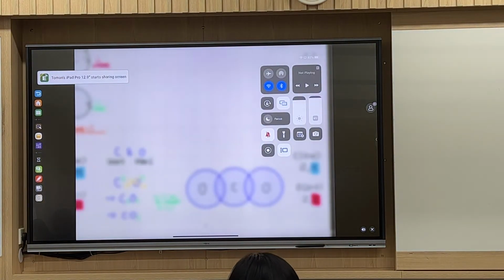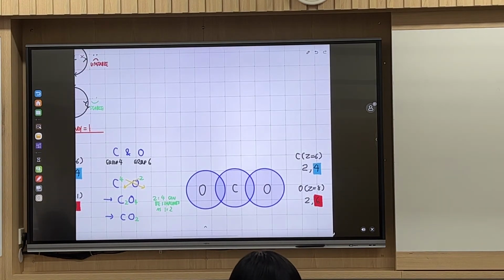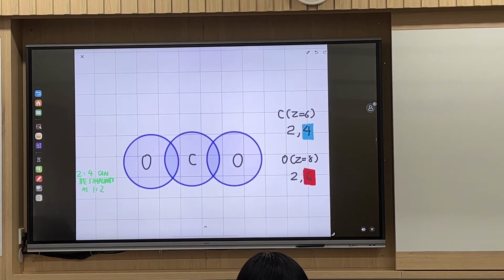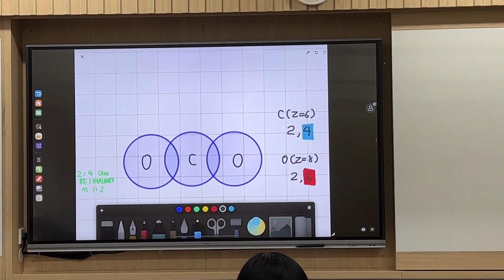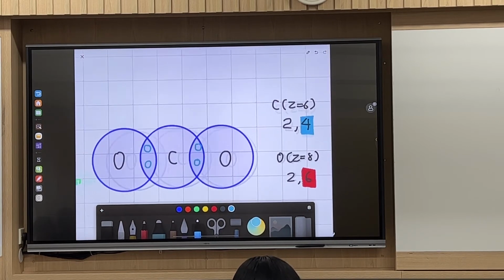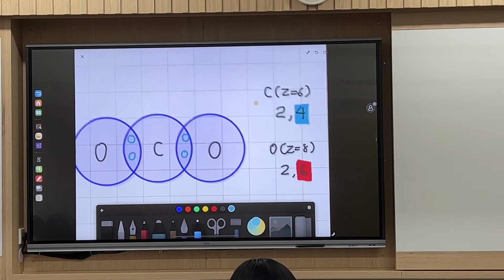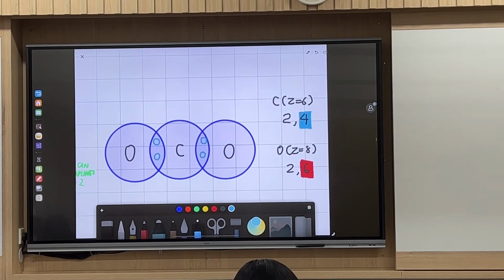Let's check the answer. Actually this was in the homework, if you remember. It was in the last homework, so if you have trouble working out, you refer back to that one. So carbon has valency of 4. That means you can only put 4 dots in here. Or you can use crosses, doesn't matter. I've just made up my mind and use blue to represent the electrons for carbon. Then for each oxygen, there should be 6 crosses. So you have 1, 2, 3, 4, 5, 6.